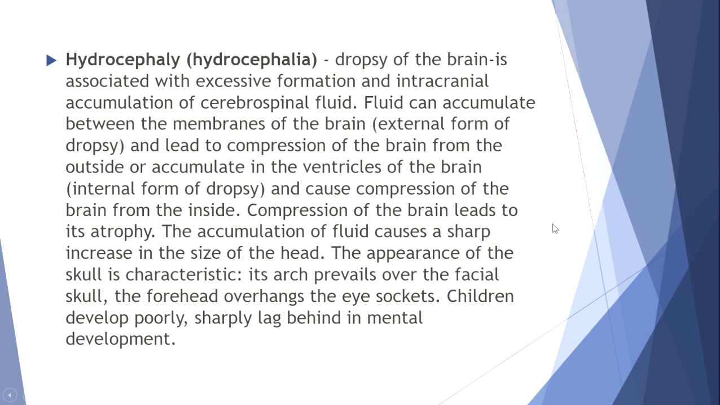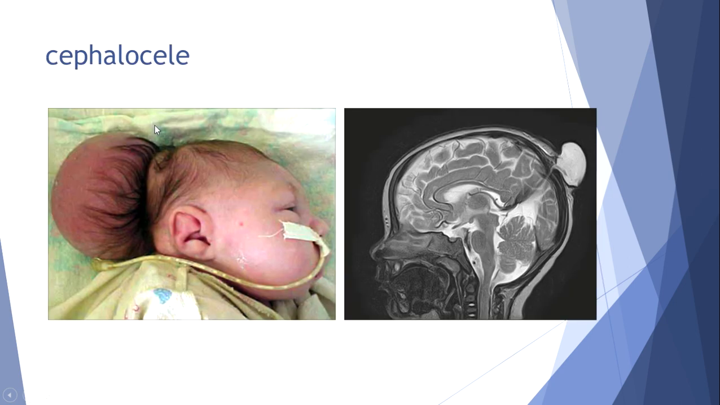And when we talk about accumulation of the cerebrospinal fluid, sometimes it accumulates between the membranes of the brain, and this is external form of the dropsy, and sometimes in the ventricles. So if we look at this picture, if this person had such disease and the baby has collection in the ventricles, so we have distinction here. This part of the brain goes outside, pushed outside, and ventricles will be much larger in this case.